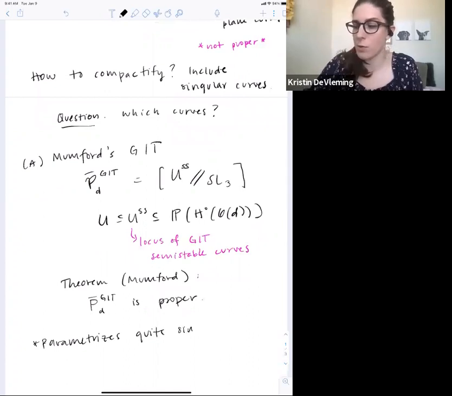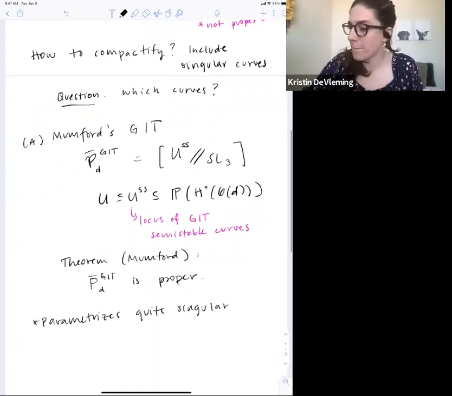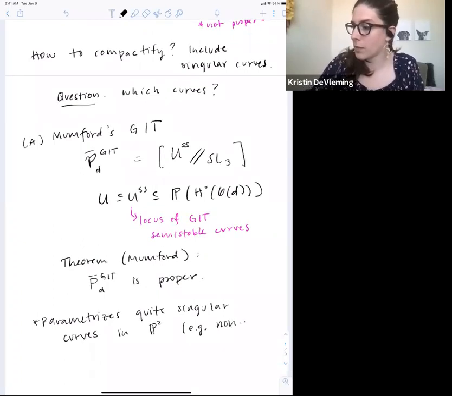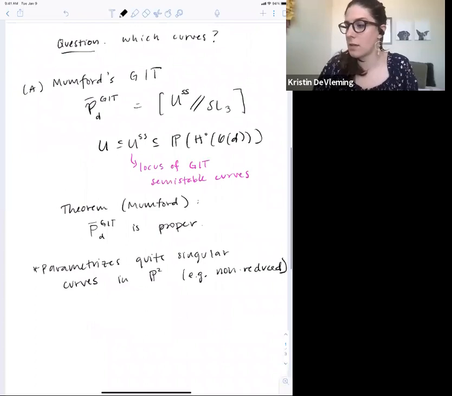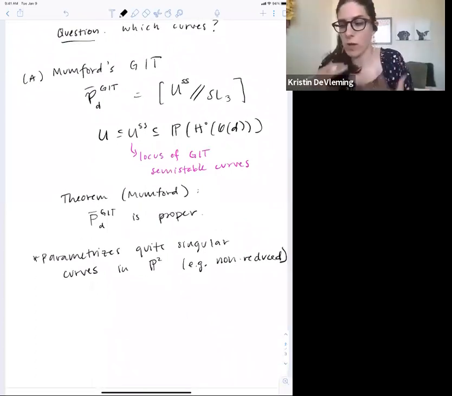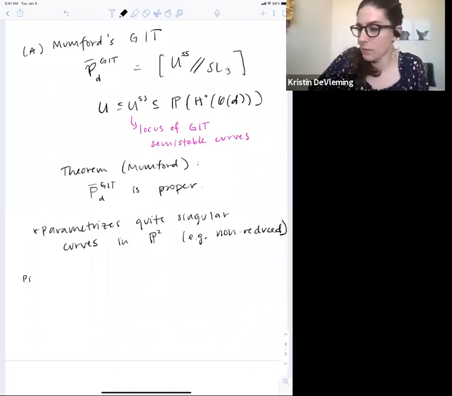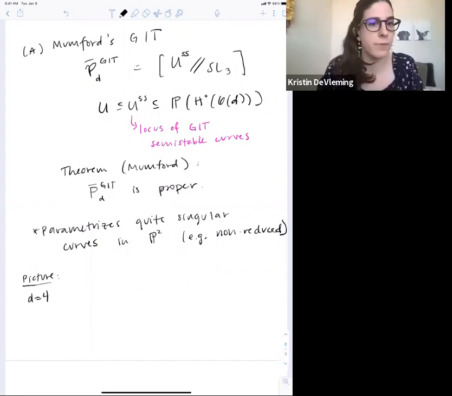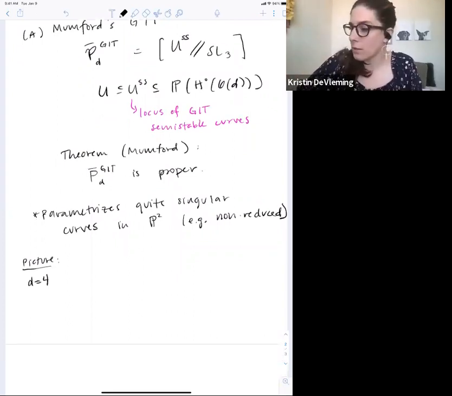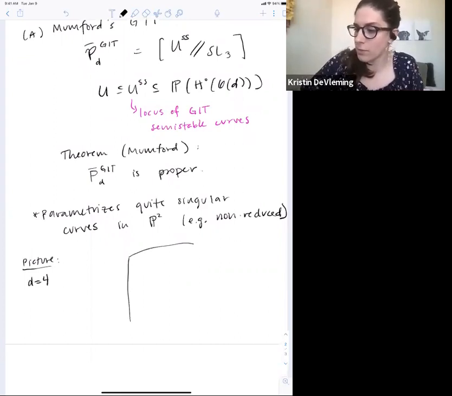So for instance, they could be everywhere singular. They could be non-reduced. And maybe we'll just draw a picture of what specific curves are included in the first case of interest. So let's start with degree 4, the smallest degree. And the moduli space here of GIT stable curves or GIT semi-stable curves, just draw a picture. This will be my picture of P4 GIT.